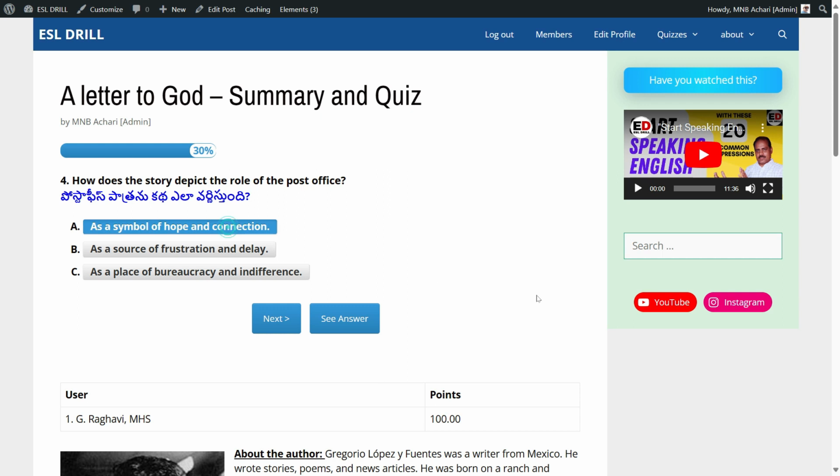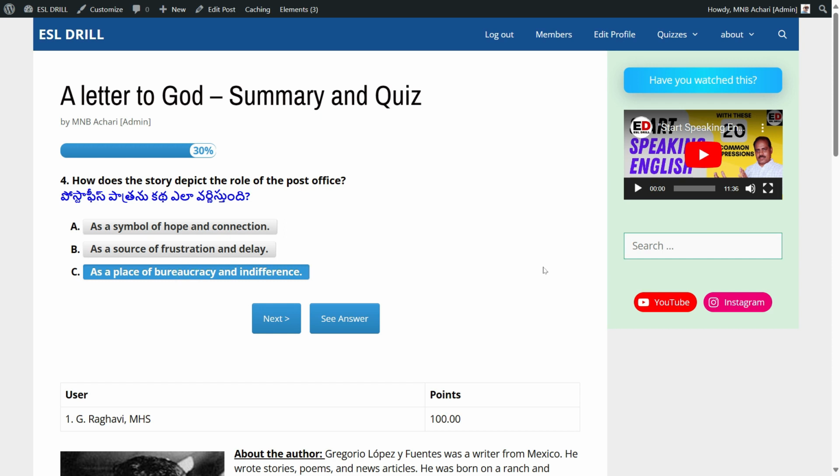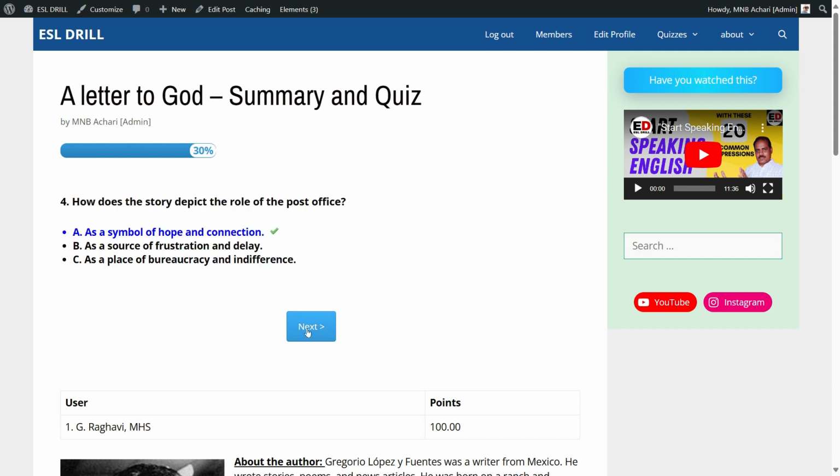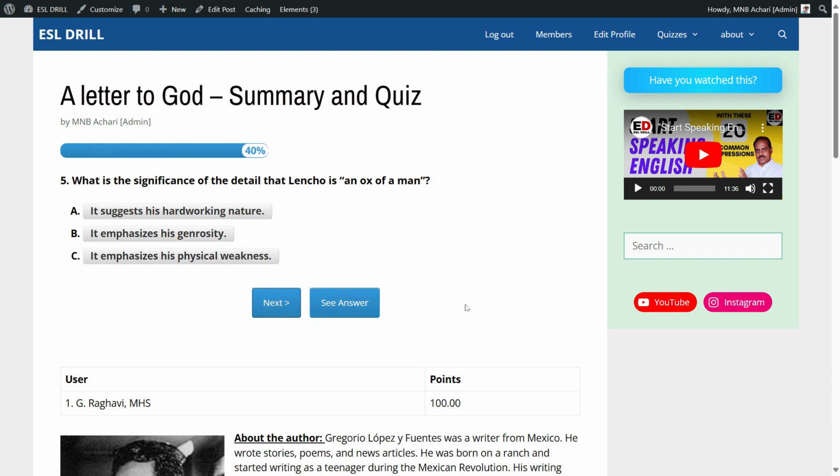As a symbol of hope and connection, as a source of frustration and delay, as a place of bureaucracy and indifference. Not from Lencho's point of view, but in general. Now, readers, how will the readers understand the post office's role? I believe it acts as a symbol of hope and connection, because postal employees actually tried to offer charity and they tried to gather 70 pesos for Lencho. That's right.